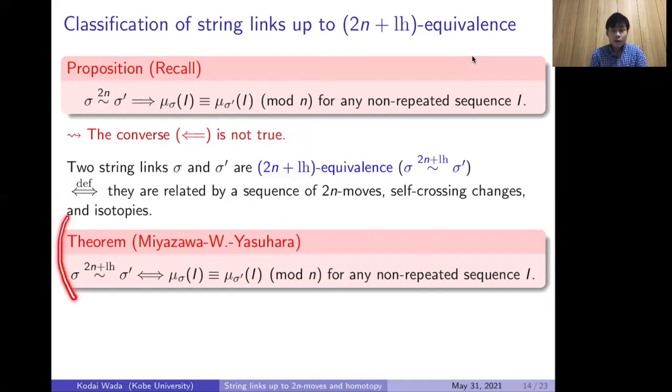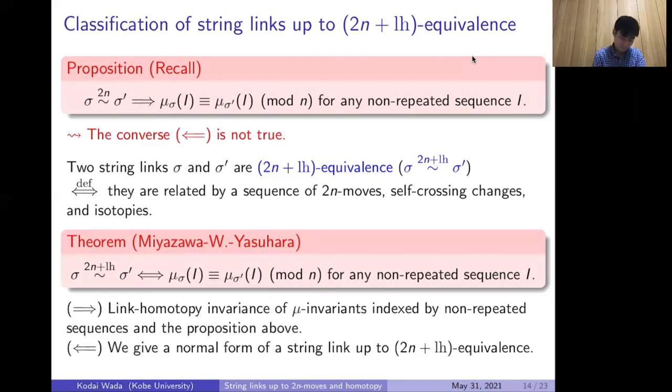This is the main result of this talk. Two string links are 2n plus LH equivalent if and only if their mu invariants are congruent modulo n for any non-repeated sequence. The direction from left to right follows from link-homotopy invariance of mu invariants indexed by non-repeated sequences and the proposition above this.